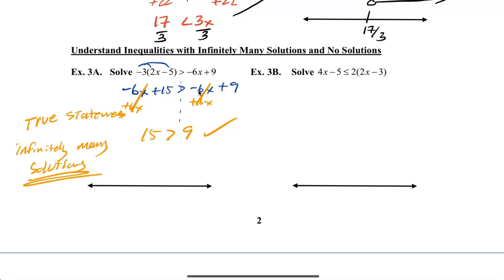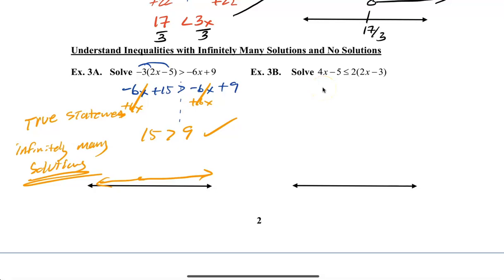If you want to do it on a number line, all it is, is the whole number line. It goes both directions. It could be any number on a number line. That's a very bad drawing of a number line. That's the whole thing, both directions. Okay, so that's infinitely many solutions. Just like before, if you get a true statement, infinitely many. If you get a false statement, no solution.